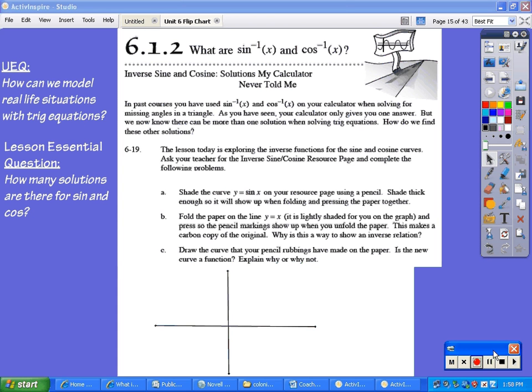And you should have a resource page, and if not, all that it entails is the graph of sine and cosine. We're going to start by sketching the graph of sine of x in your notes. So if you haven't already done that, or if you forget what that looks like, we're going to do it together. And once we have that, we're going to take a look at what the graph of inverse sine looks like. Of course, this is dependent on your knowledge of inverses and how we find them.